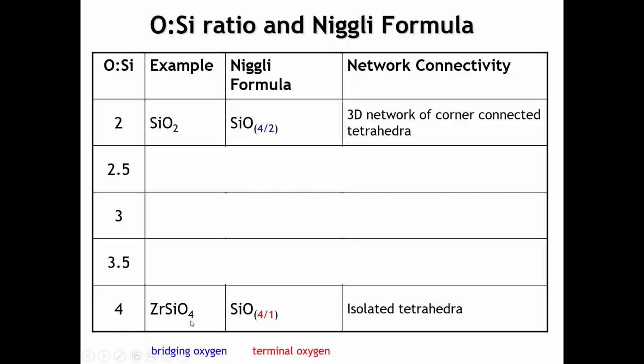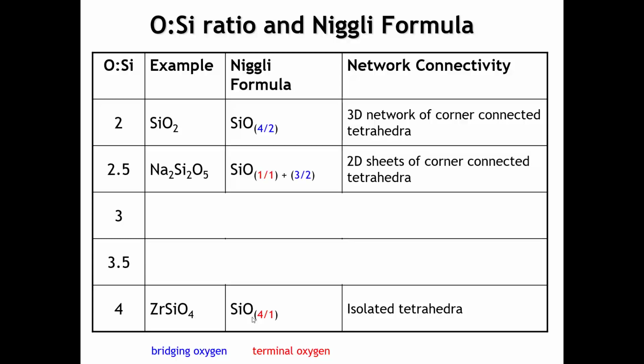At the other extreme, if the silicon to oxygen ratio is 1:4, it means that none of the oxygens are shared. And so in this case, we're going to have isolated tetrahedra, which is what we see in the mineral zircon, ZrSiO4. What can we learn from intermediate oxygen to silicon ratios? Well, if it's 2.5, that would correspond to 1 terminal oxygen and 3 bridging or shared oxygens. When you have that combination, the most common structural motif is going to be a 2-dimensional sheet of corner-connected tetrahedra.